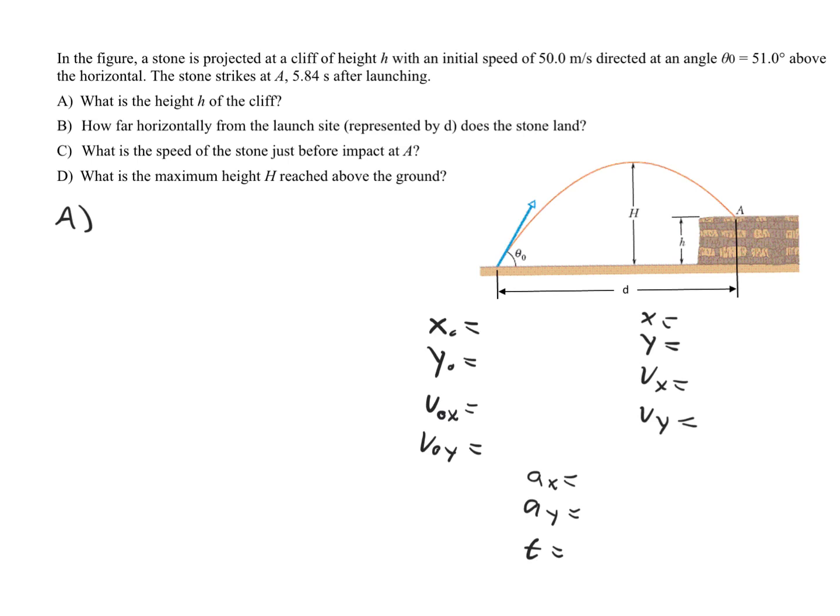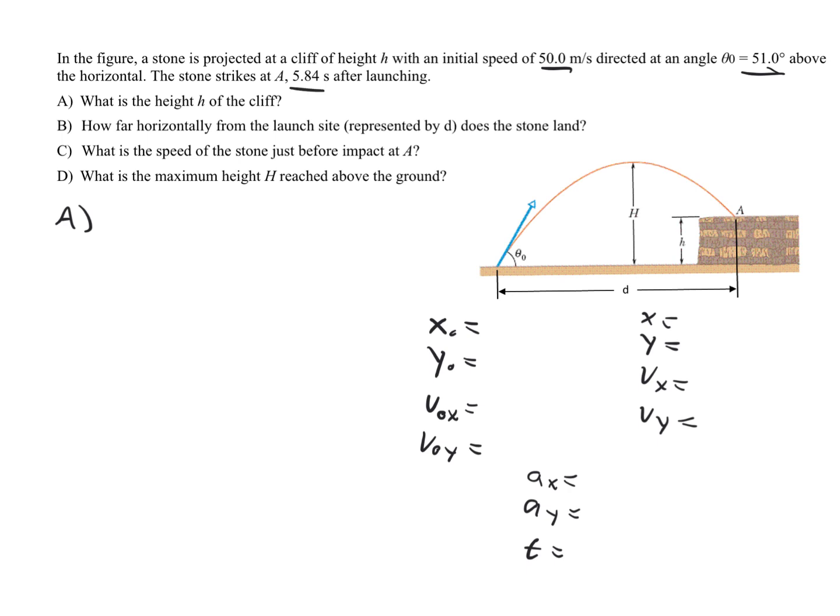Hey class, so here's our next question where we have this projectile that's being launched from the ground up over a distance, horizontal distance d, to land on the top of some cliff at point A. So we're given a few pieces of information. We're given the initial speed that our projectile is launched at, this 51-degree angle, and the amount of time it's in the air.